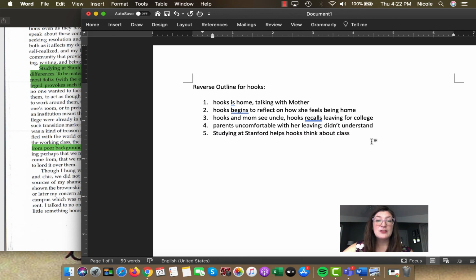Okay, so then you would continue on through the rest of the piece. Once again, you can do this with any piece. If you want to use this reverse outline method additionally to look at some of those extra articles that we have in the assignment description, you could do that. And then next week, after you've worked through hooks, doing a reverse outline of hooks, I'm going to have you use this as a revision tool on your own paper.